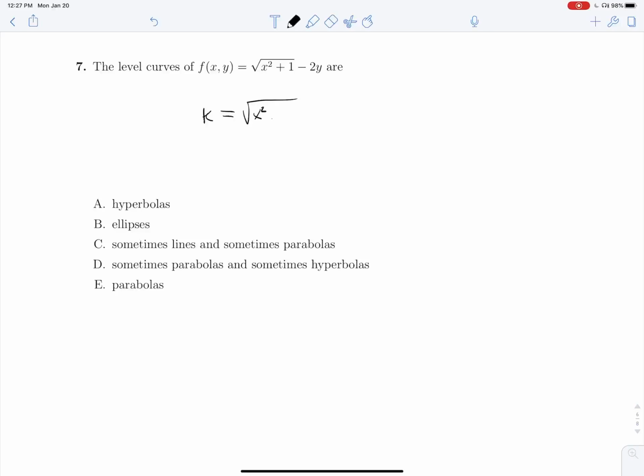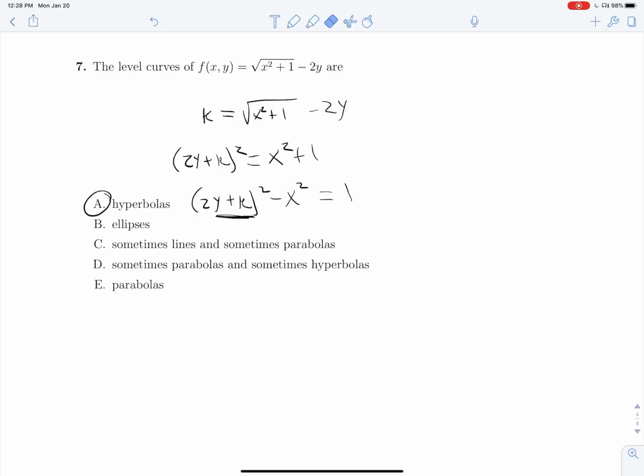So root x squared plus 1 minus 2y. Let's add 2y over and square everything. So 2y plus k squared equals x squared plus 1, or 2y plus k squared minus x squared equals 1. And this isn't really a form of an equation that pops out to you right off the bat, but in fact, this is just a hyperbola that's been shifted along the y-axis by some amount k.